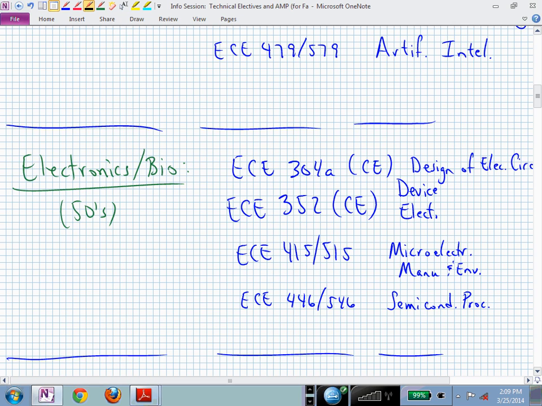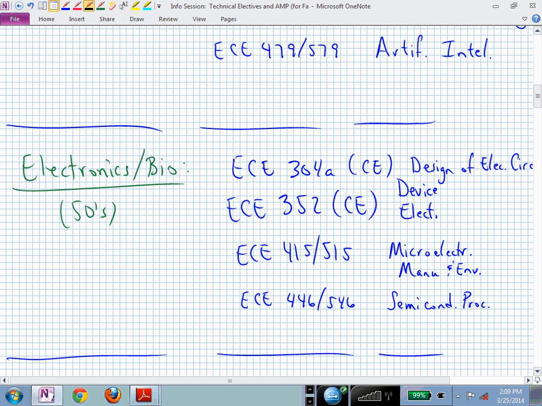Question? Most of these classes, the question was, which of these are offered in the spring? Don't assume any of them are. So once we get to the 400 level, they pretty much occur once a year. So only think about, that's what I'm hoping you're starting to think about now, is planning a year in advance.